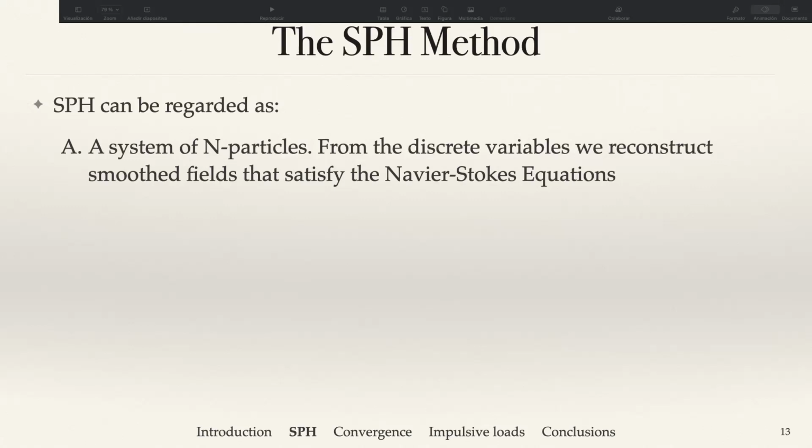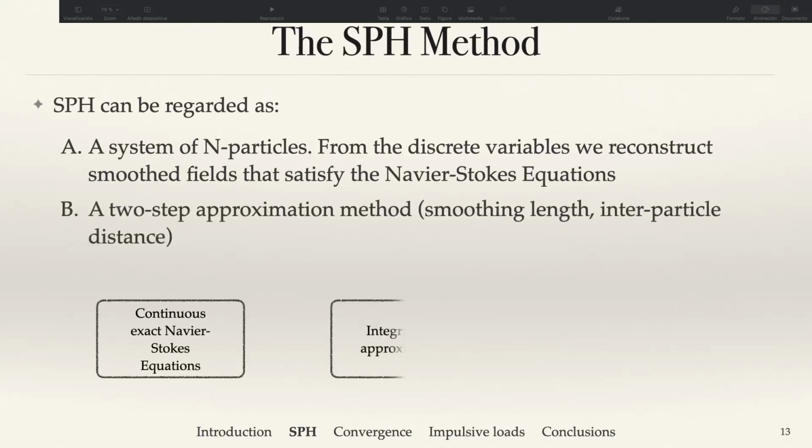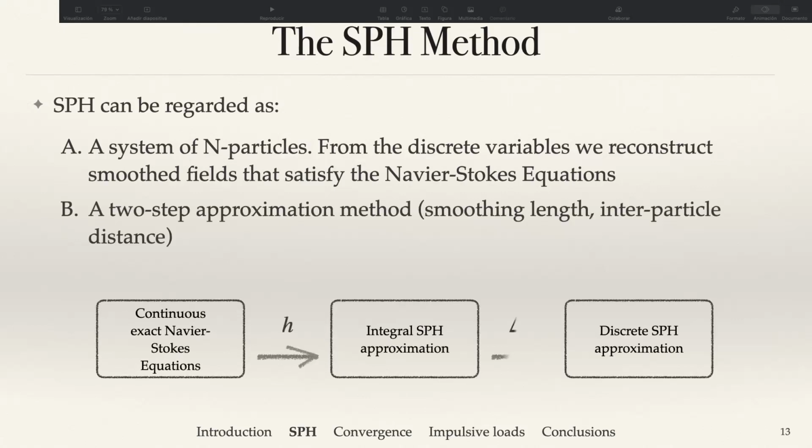Now, in order to place these results in the whole picture of SPH, I would like to mention two possible approaches for SPH. On the one hand, we can consider it from the beginning as a system of N particles, where discrete variables are defined, from which we reconstruct the smooth fields that are the SPH fields, and which should satisfy the Navier-Stokes equations. On the other hand, we can consider the method as an approximation of the Navier-Stokes equations. So we start by considering the exact equations, and then by the two-stage approximation method that I have described, we arrive at the SPH fields.